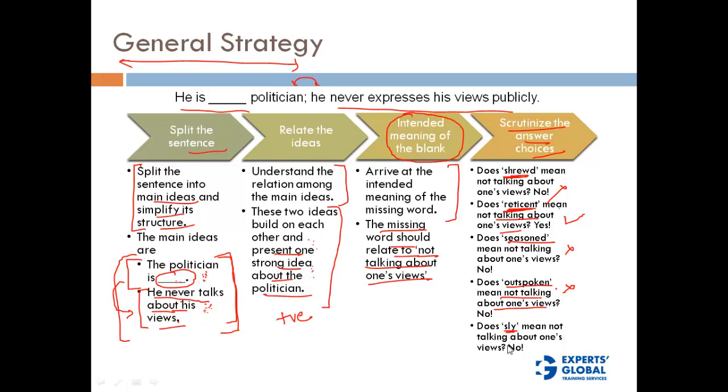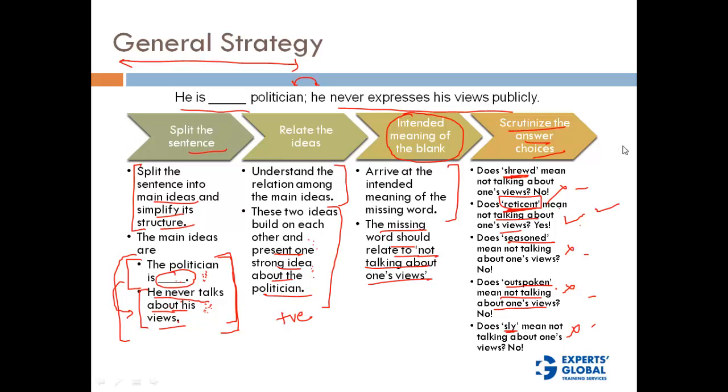Does sly mean not talking about one's idea? No. So we'll see that by strategy of elimination, we eliminated 4 options. The one that is pending is reticent. Reticent is synonym of not talking about the views, and that is why it is the correct answer.